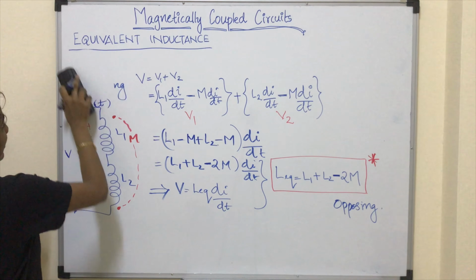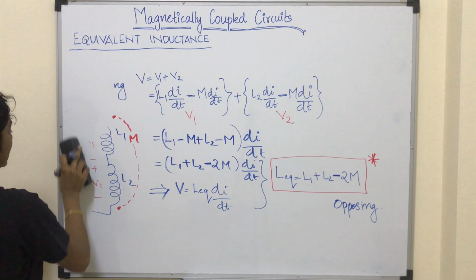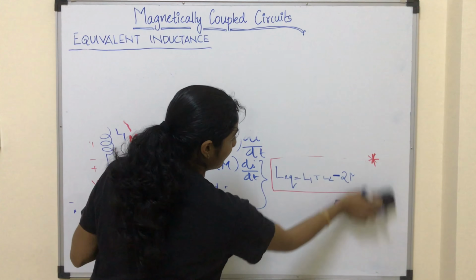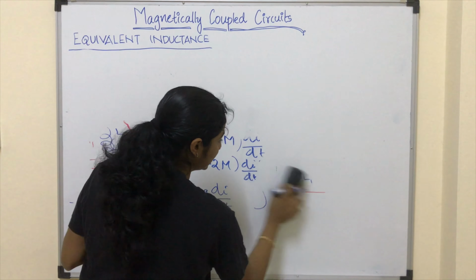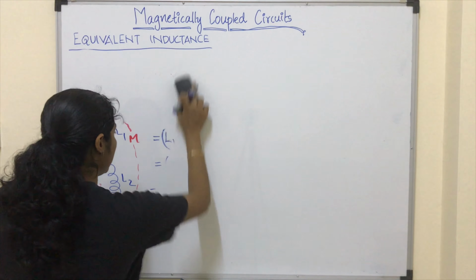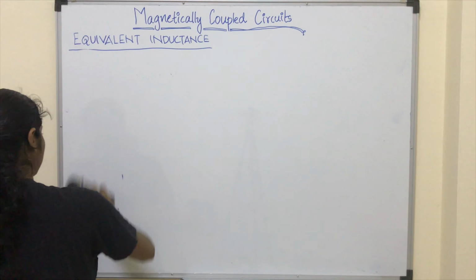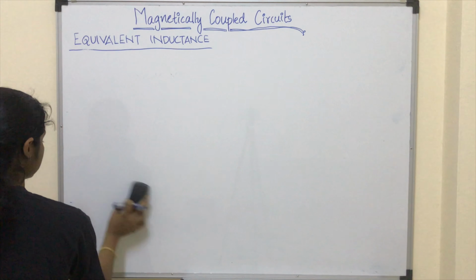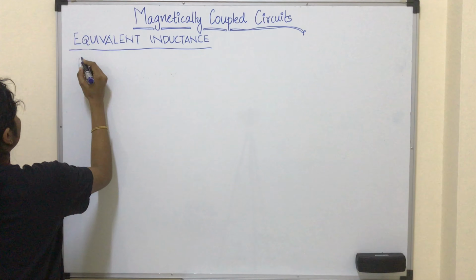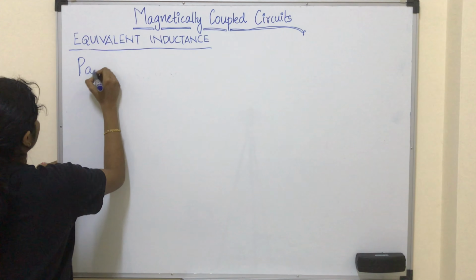Next we have to find the equivalent inductance for parallel connection. In parallel connection, current divides and voltage will be the same. Let's go through the example.